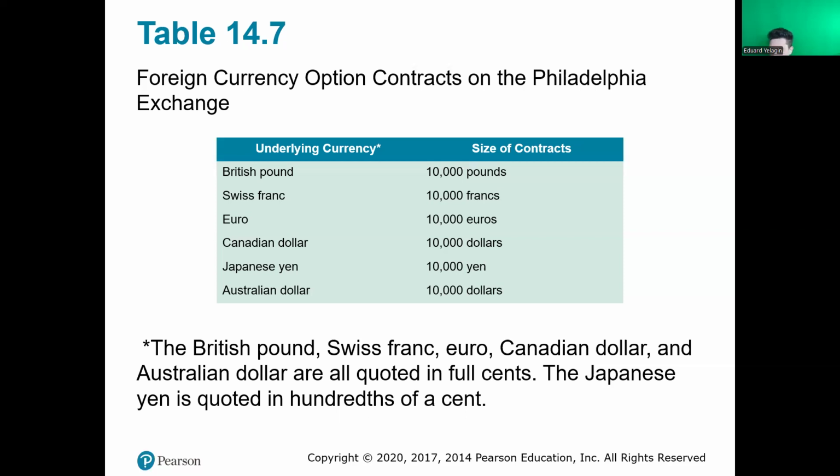There's also an important detail on how these are quoted. Most currencies, the pound, euro, franc, and dollar, are quoted in full US cents. The Japanese yen, because it trades at a much lower dollar value, is quoted in hundredths of a cent. That's because $1 equals roughly 100 to 150 yen, so quoting in hundredths of a cent provides finer precision. In short, these standardized contracts make global currency trading and hedging accessible, predictable, and transparent.